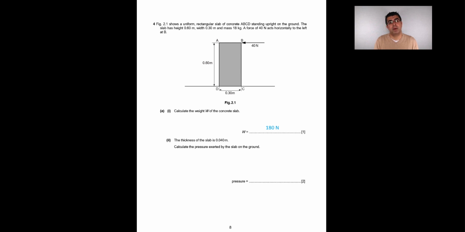Well, pressure is force divided by area. What we've got is a length of 0.30, and they've told us the thickness, which we can't see in the diagram because it's only two-dimensional here, is 0.040. So pressure is force divided by area. 180 divided by 0.3 times 0.04, and that gives us roughly 15,000 pascals. Remember, again, don't worry if it's been rounded.